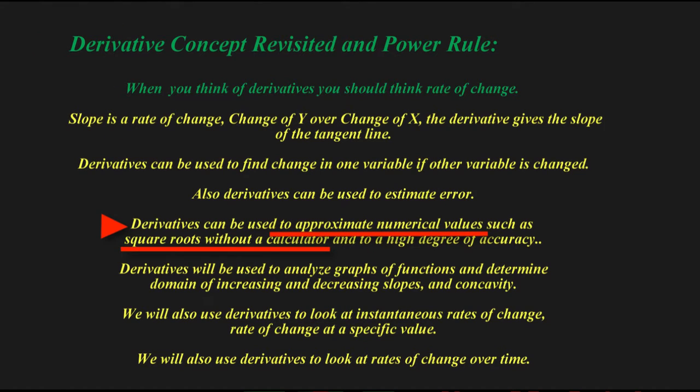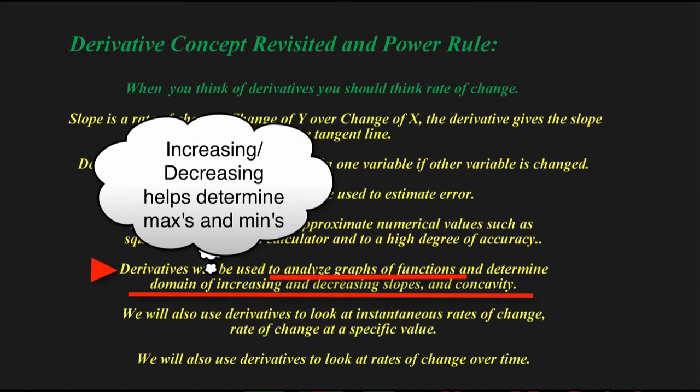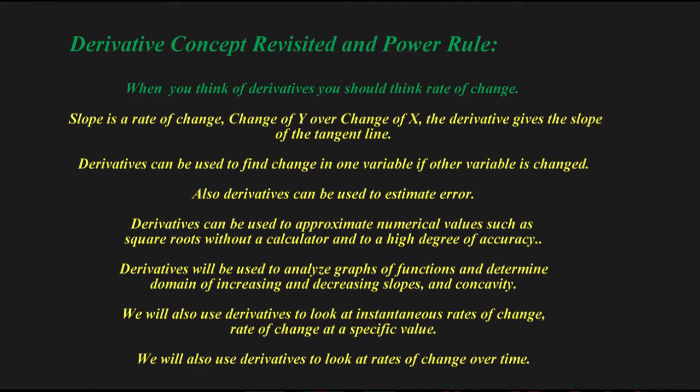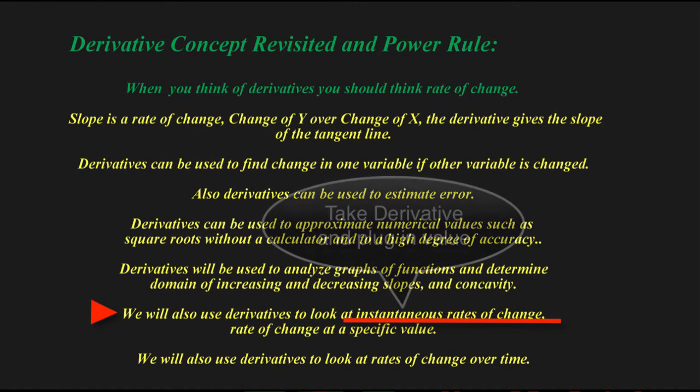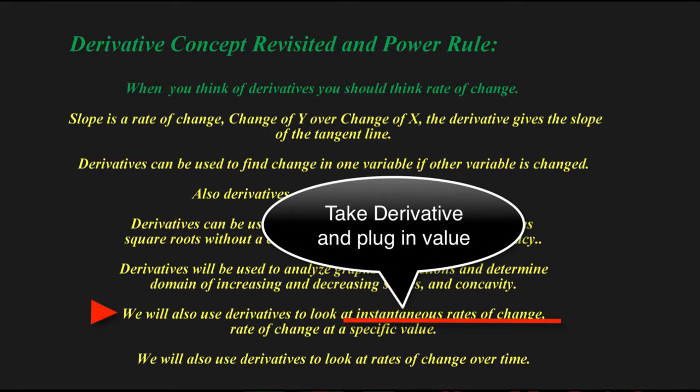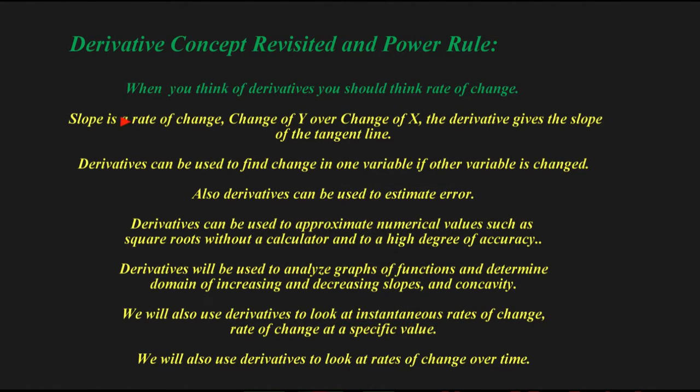Like if I wanted the square root of 17 or 15, I can use derivatives to do this with a high degree of accuracy. You'd be surprised. Derivatives also can be used to look at slopes of tangent lines, as we said, but over ranges of numbers. We'll find things called critical points and test them to see if they're maxes or mins, determine where the peaks and the troughs occur in your graph, and discuss concavity. We'll also look at instantaneous rates, the tangent line slope at a specific value, as I discussed earlier. And finally, related rates, where we will look at the use of derivatives to look at rates of change over time.